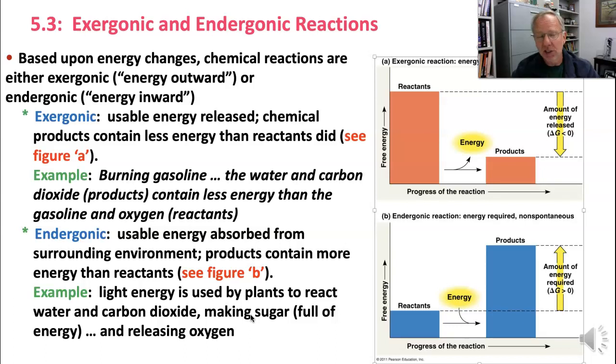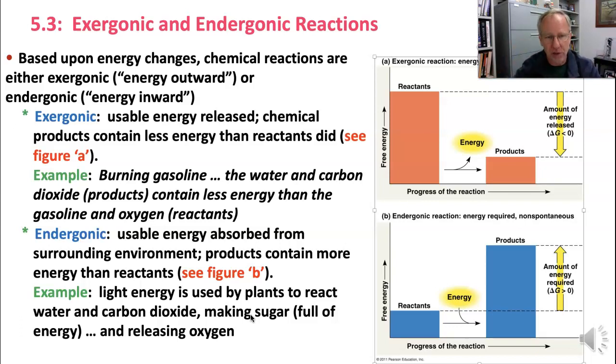Now, during a chemical reaction, the reaction could be exergonic or it could be endergonic. And that's what this slide is all about, understanding the difference between each of these. So it depends on energy changes. Chemical reactions are either exergonic, which literally means energy outward. These kinds of chemical reactions are releasing energy that can be used to do something useful. Exergonic. Endergonic literally means energy inward. And in this situation, chemical reaction is not releasing energy that can be used, but it's absorbing energy that can be used later. So get that down. Exergonic, releasing usable energy.